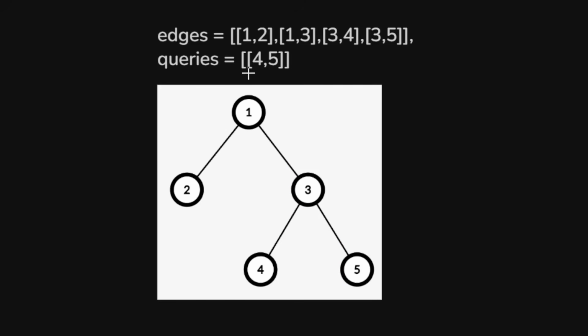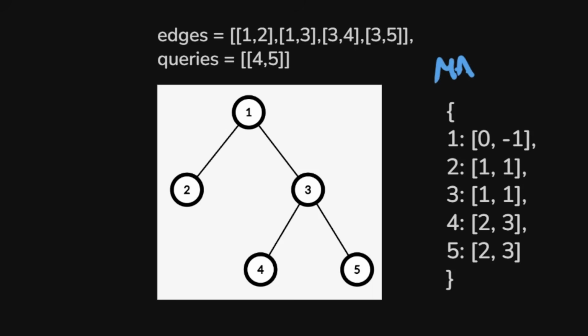So let's see how this works. Let's say that we only have one query, the source is 4, the destination is 5, and the lowest common ancestor is 3. How do we get this number? First, we can build a map. We are using unique nodes as keys, and values are arrays, where the first element is the level of the corresponding node, and the second element is the parent.